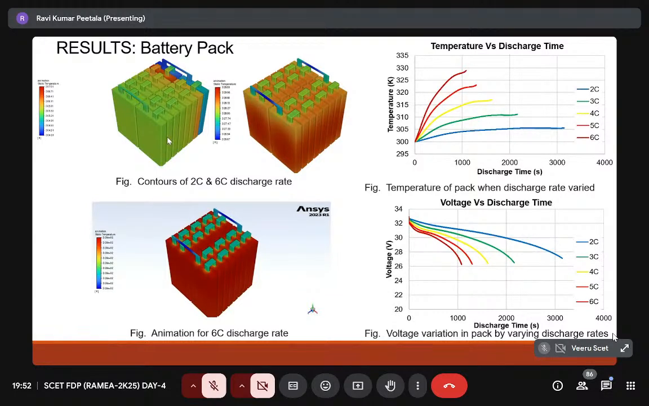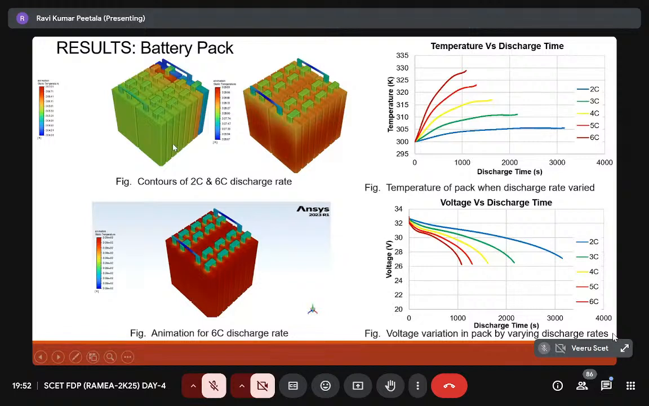So far, do you have any questions? If you don't have any questions, I have applied the same strategy to the battery pack with the 2C and 6C rates, and how the temperatures increase is shown here. See, even at 3000 seconds the temperatures are within the limits.